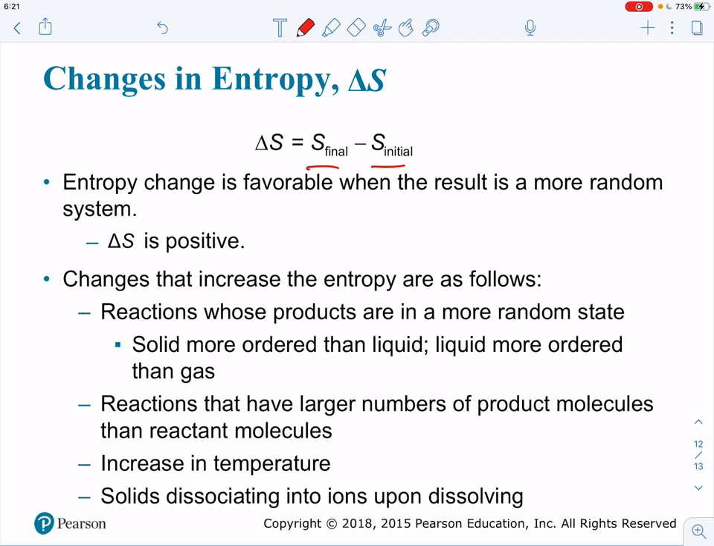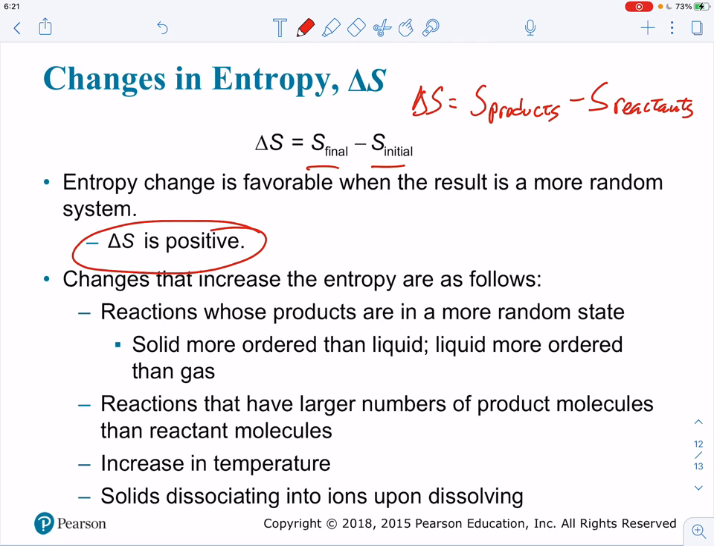Okay, if we are working with a chemical reaction, then the change in entropy would be the entropy of the products minus the entropy of the reactants. Okay, and we're going to get there in due time. So things to remember here: if delta S is positive, that's favorable for the reaction, okay, which means the potential for that being spontaneous is high.